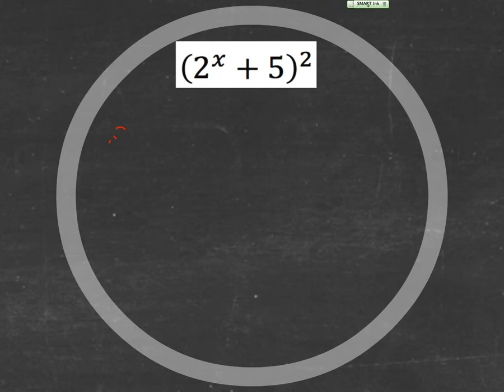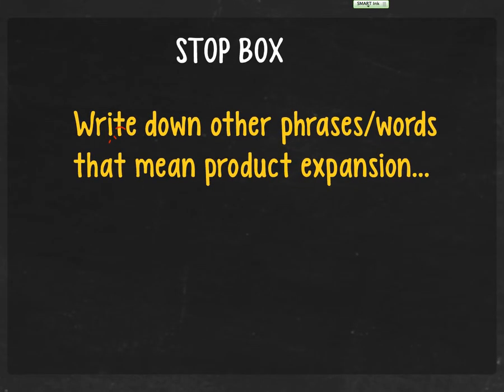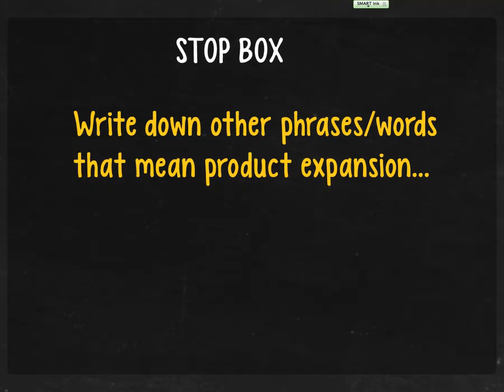All right, so for your stat box, I just wanted you guys to connect this to language you're used to. So what are other phrases or words that mean product expansion? FOIL, so you can write down FOIL. What's that other one, where I take it and multiply it to what's in the parentheses? Distribute. So when you turn to this page, you know, okay, that was just FOILing and distributing, even though it was a little bit different.